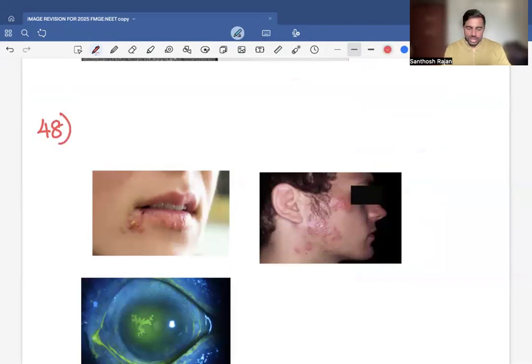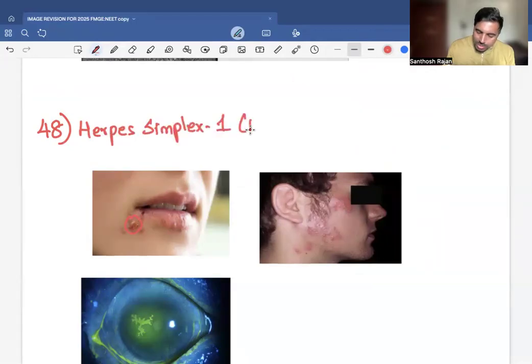Look at this one. Here you can see these vesicular rashes, and that is typical herpes simplex. Herpes simplex number 1, HSV1, herpes simplex virus 1. Okay, fine. So these are symptoms, clinical things.